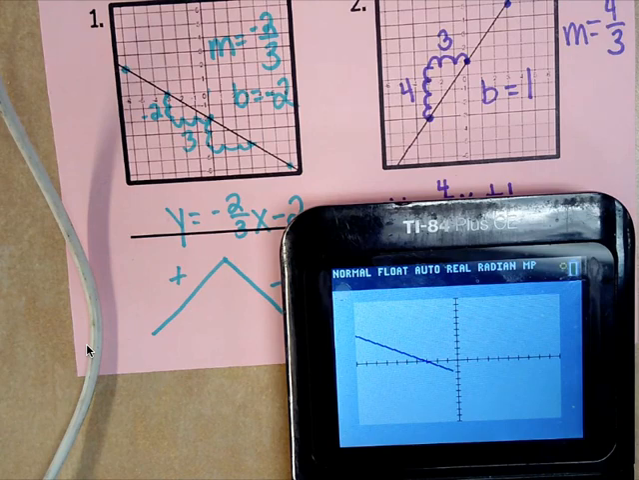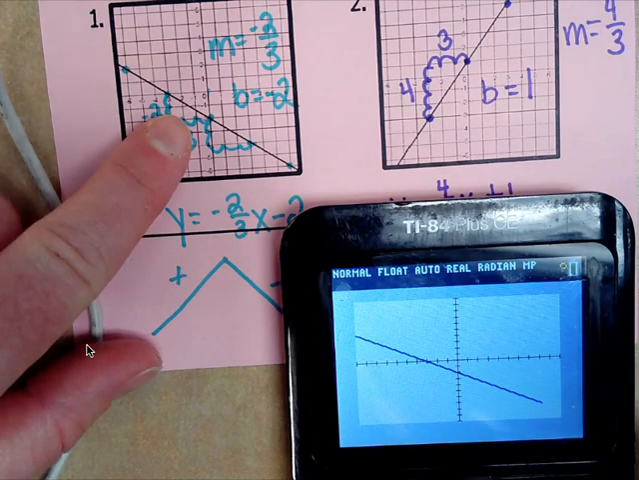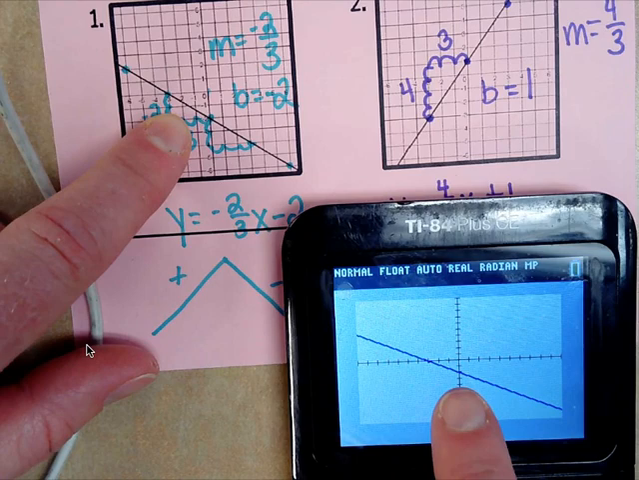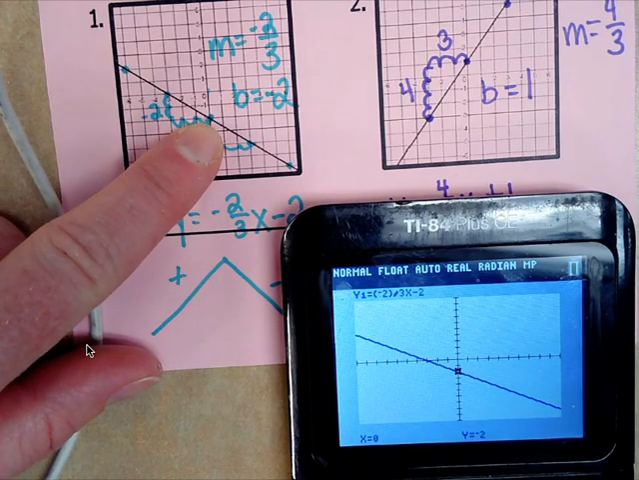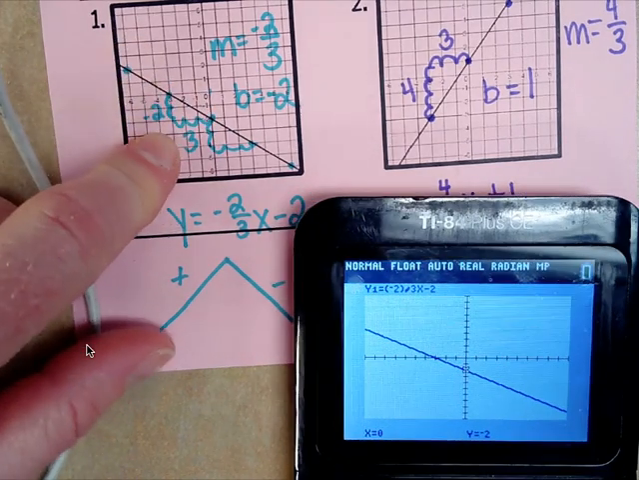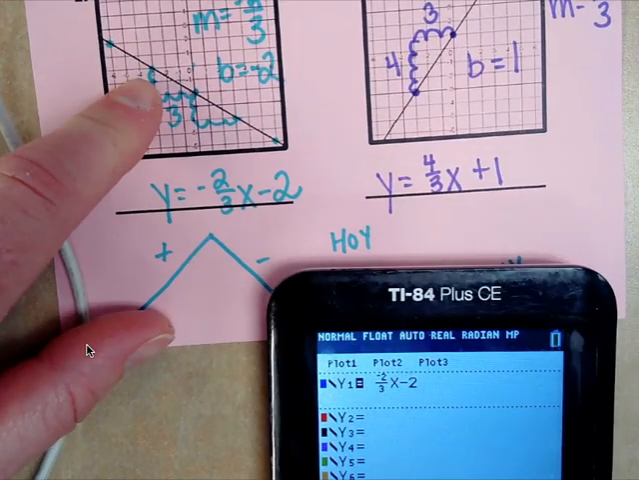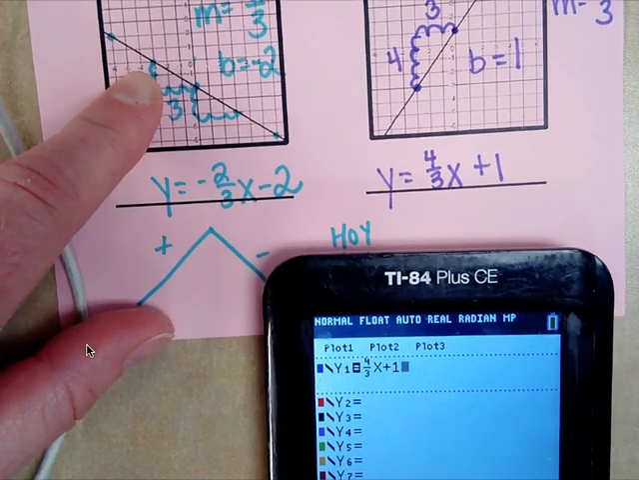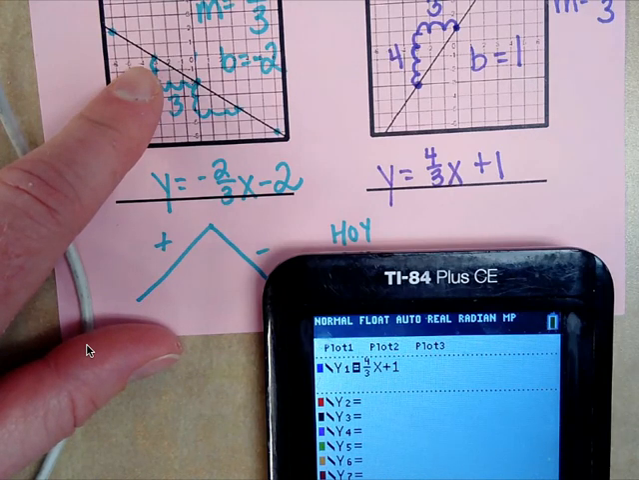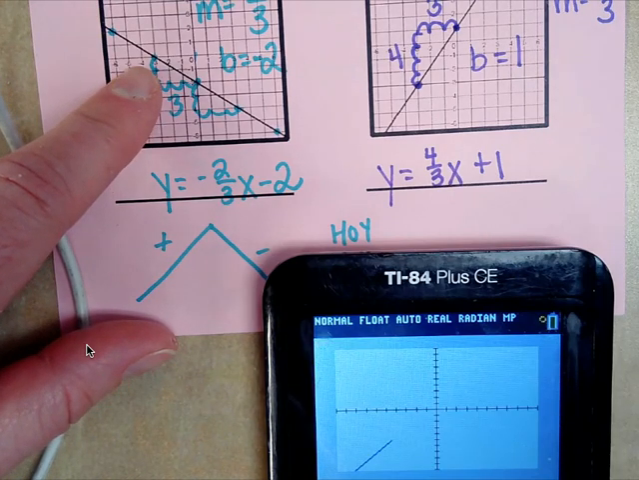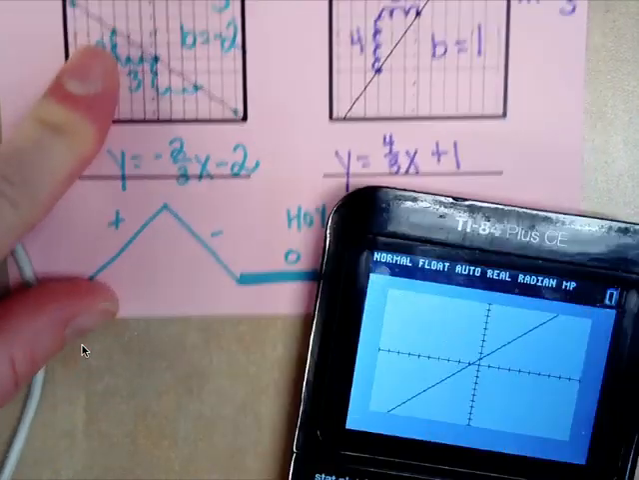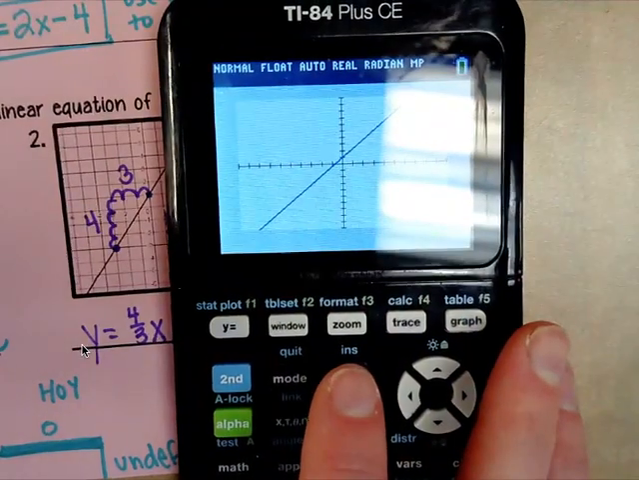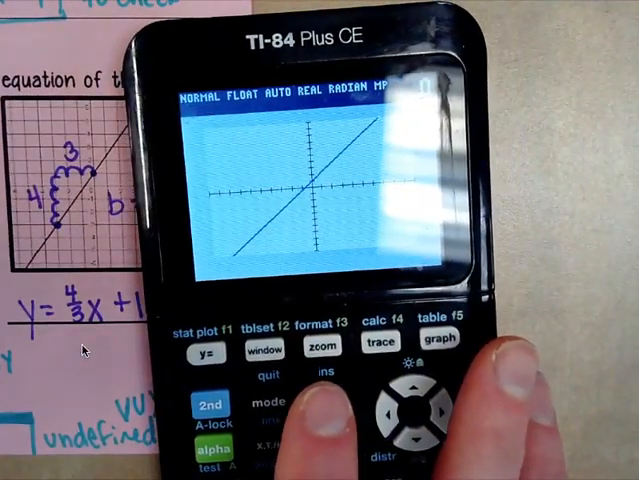Notice that it's going downhill. We have an x-intercept at +3 right there. The y-intercept at -2. When you hit trace, you can see that. So it's right. And then go back over here. Let's change this to 4/3x plus 1. You can always just clear it out or you can change it. Then hit graph. It's a positive slope, has a y-intercept of 1. And it looks pretty good.